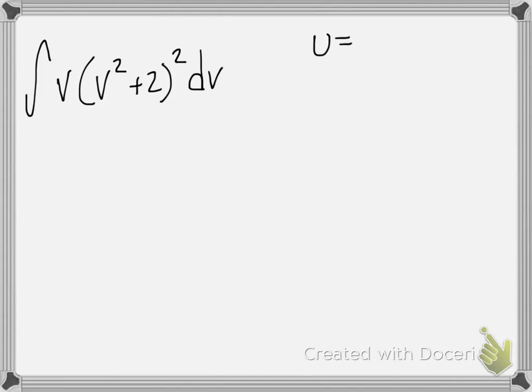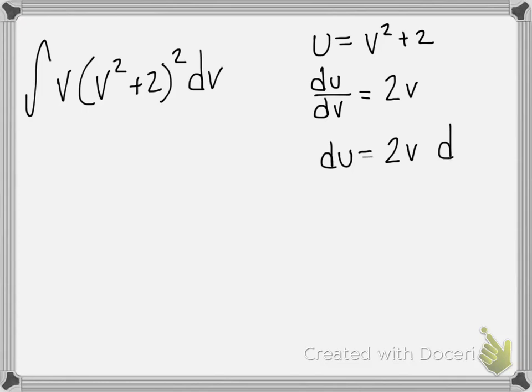So let's let u be equal to v squared plus 2. And then whenever you take the derivative of that, you're going to get du/dv being equal to 2v. So du is going to be equal to 2v times dv, and so our dv is going to be equal to 1 over 2v du.